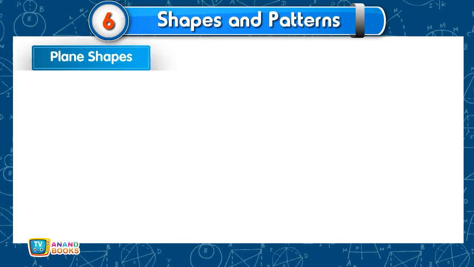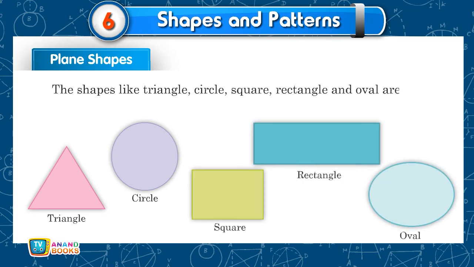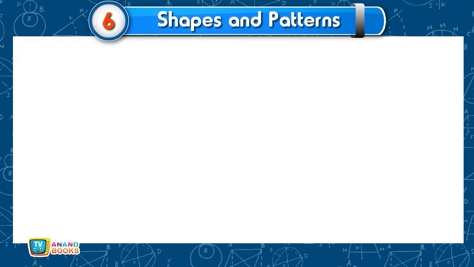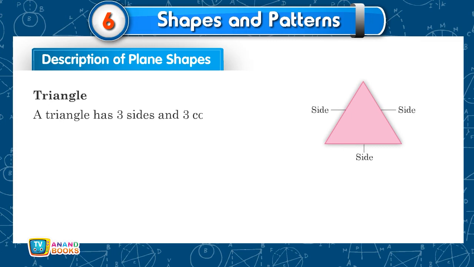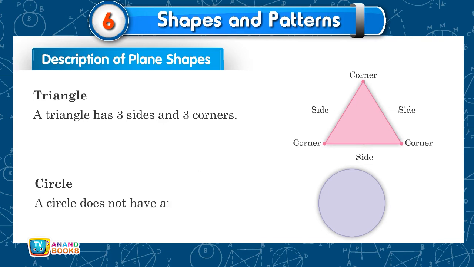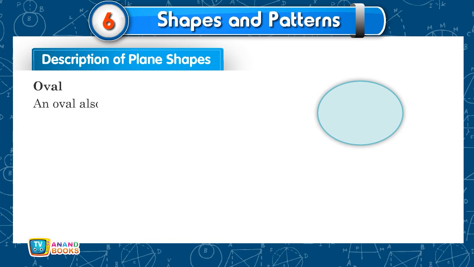Chapter 6. Shapes and Patterns. Plane shapes. The shapes like triangle, circle, square, rectangle and oval are called plane shapes. Description of plane shapes. Triangle. A triangle has 3 sides and 3 corners. Circle. A circle does not have any side or corner. Oval. An oval also does not have any side or corner, but it is slightly elongated.